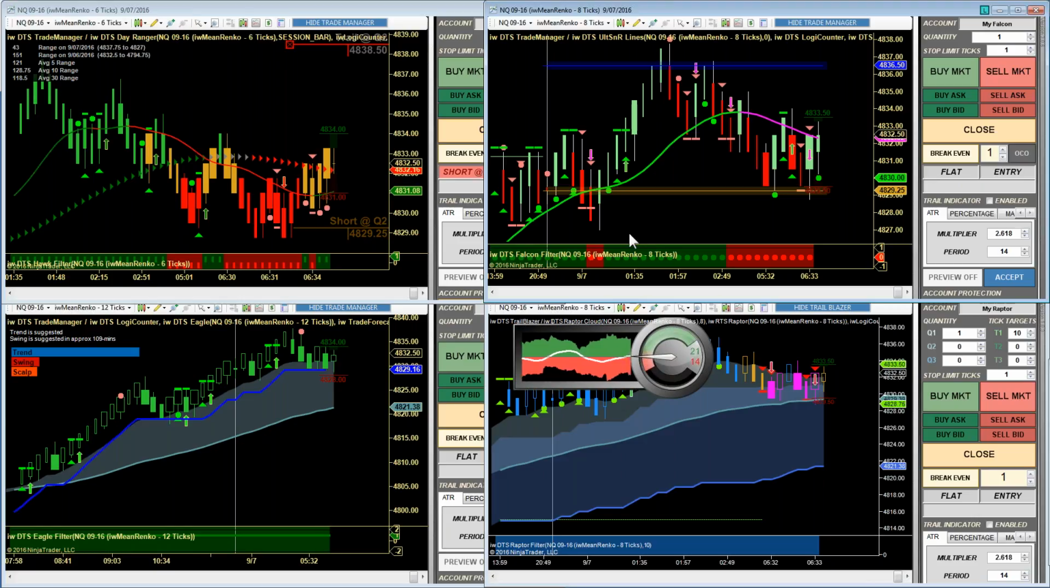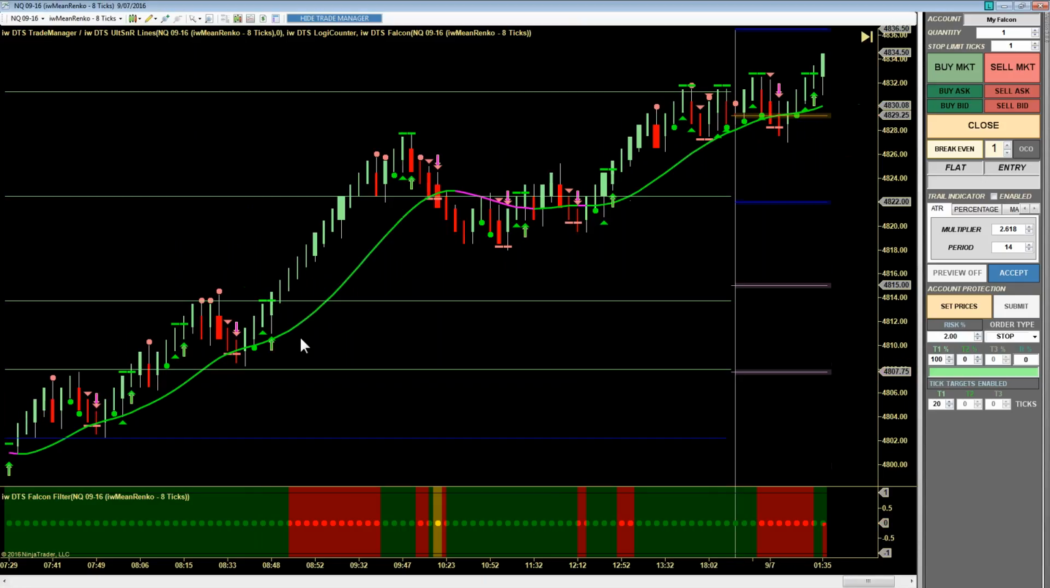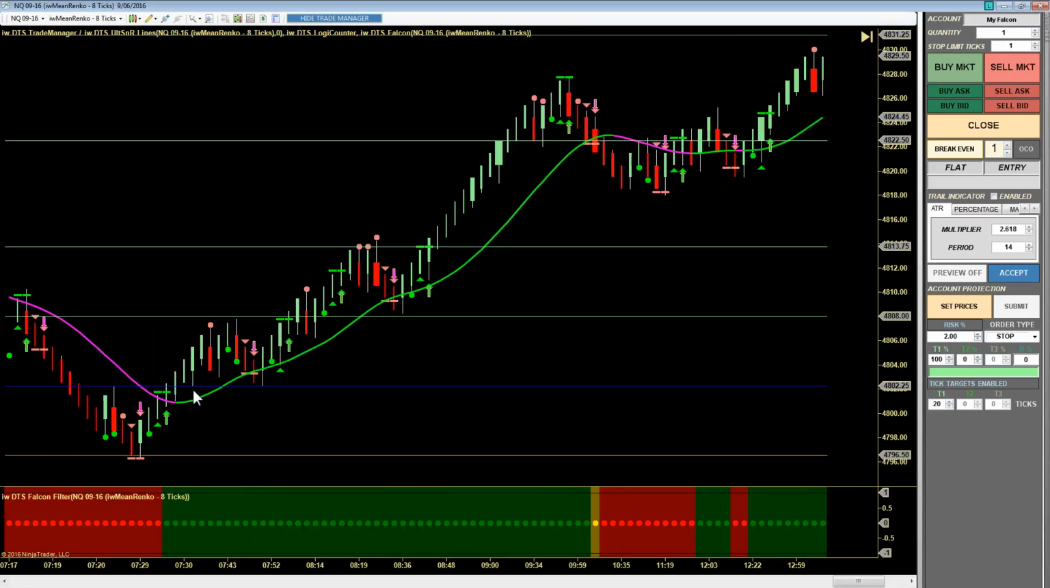Okay, we're only a few minutes into the session, and they're struggling for direction. Let's take a look here at the NASDAQ now on the Falcon. The Falcon is our swing trading tool. With the Falcon, we're going to pay a whole lot of attention to this trend line. When this trend line's red, we're going to look for sell signals. When the trend line turns green, we're looking for buy signals.